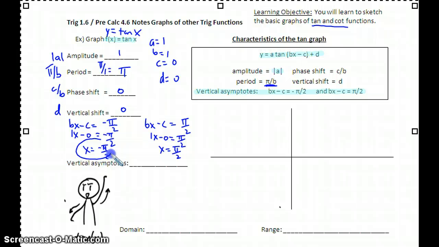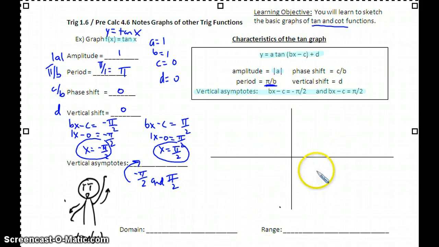So my vertical asymptotes would be what I'm circling here. Negative pi over 2 and pi over 2. So that goes on this line here. So what I'm going to do on my graph here is put a negative pi over 2 and positive pi over 2, and I'm going to draw my vertical asymptotes. So dashed lines going through those points, because my graph will not exist there.